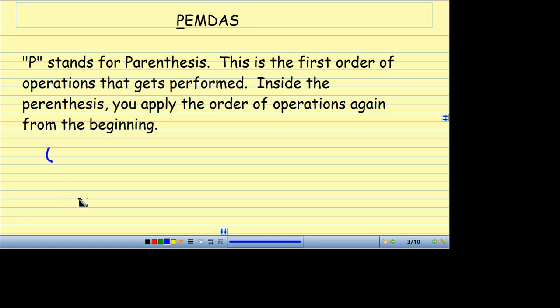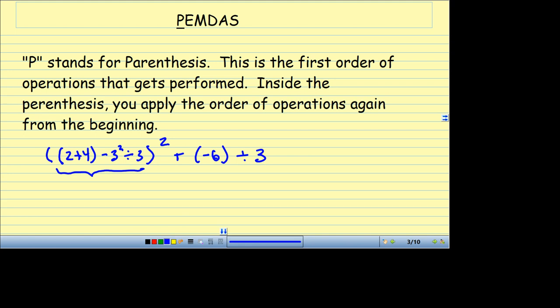inside the parentheses. So sometimes you'll have your order of operations here, and let's say plus, I don't know, negative 6 divided by 3, something like that. And inside you'll have 2 plus 4 minus 3 squared divided by, let's say, 3. Well, inside the parentheses, you've got to apply the order of operations all over again. You got to make sure you're following your order of operations inside the parentheses.